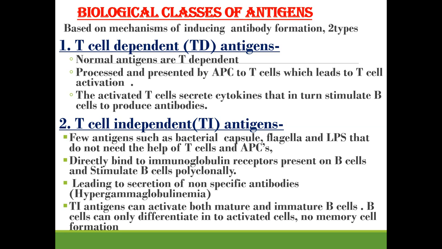T cell independent antigen. Few antigens such as bacterial capsule, flagella, and LPS do not need the help of T cells and antigen presenting cells. They directly bind to immunoglobulin receptor present on B cells and stimulate B cells polyclonally. This results in the secretion of a large amount of non-specific antibodies, and the condition is known as hypergammaglobulinemia. TI antigen can activate both mature and immature B cells, but B cell can differentiate into activated cell only and no memory cell formation is seen.